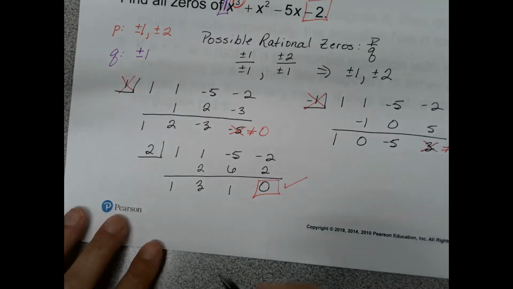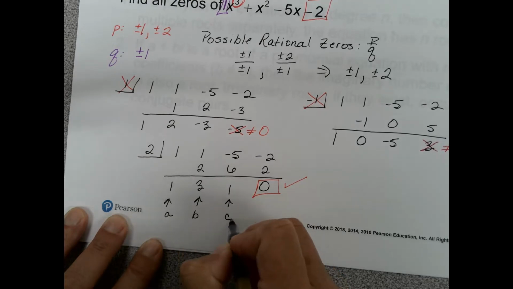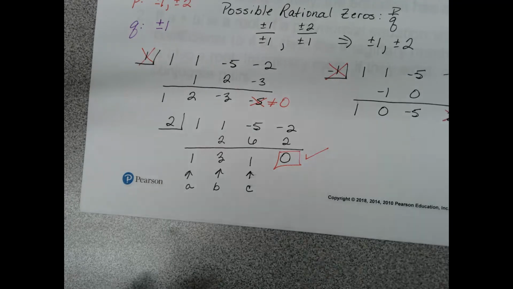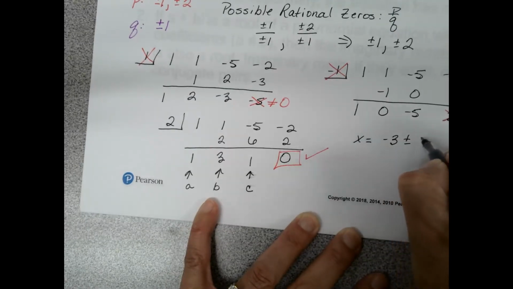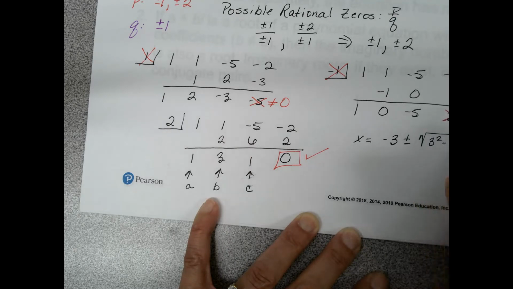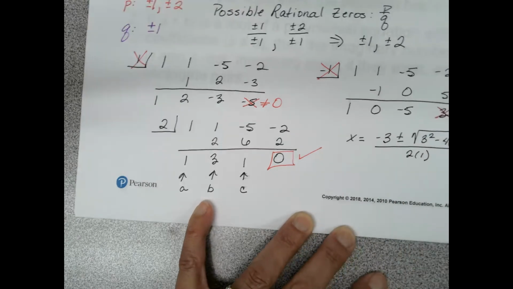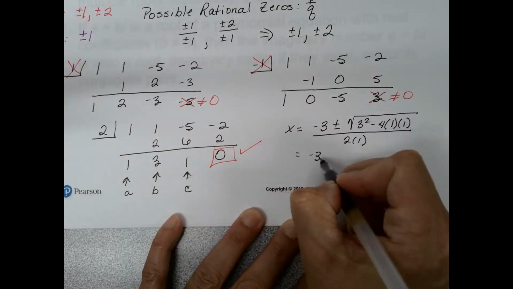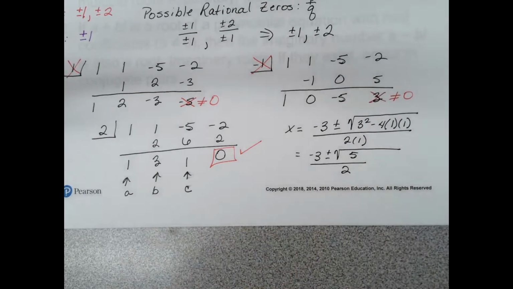Okay? So then using my quadratic formula, so when you have 3 coefficients left, those are your quadratic coefficients. So using my quadratic formula, I'll take -b, which is -3, plus or minus the square root of b squared, 3 times 3, minus 4 times a times c, all over 2a. Sorry, y'all. That's -3 plus or minus the square root of 9 minus 4, which is 5, all over 2.